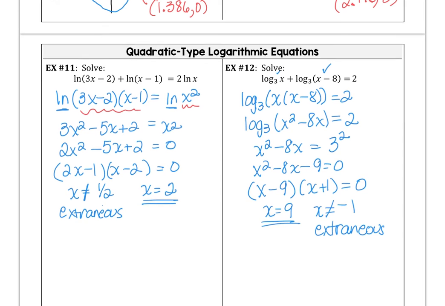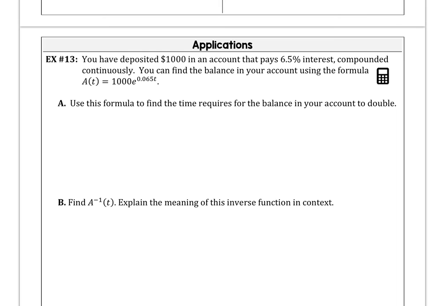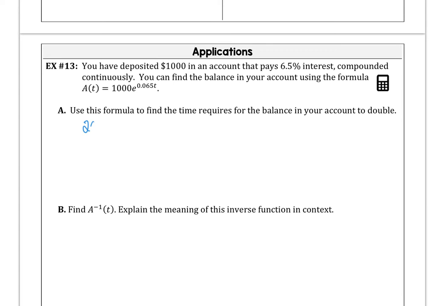Example 13 should be an application problem. You deposited $1,000 in an account that pays 6.5% interest. It's compounded continuously, and you can find the balance in your account using the formula A of t is 1000 e to the 0.065 t. We want to find the time required for the balance in your account to double. So doubling 1000 would be 2000.